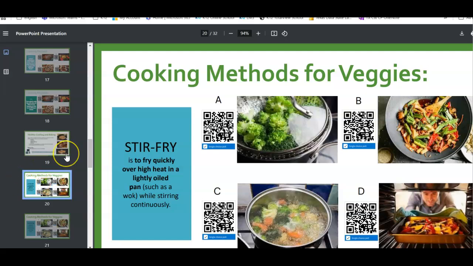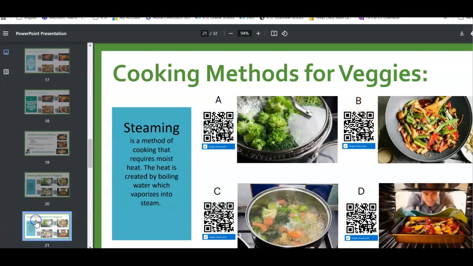So we have different cooking methods for veggies. To stir fry is to fry quickly over high heat. So you get that a lot with Asian foods. You could see in letter B, there's an example of that.